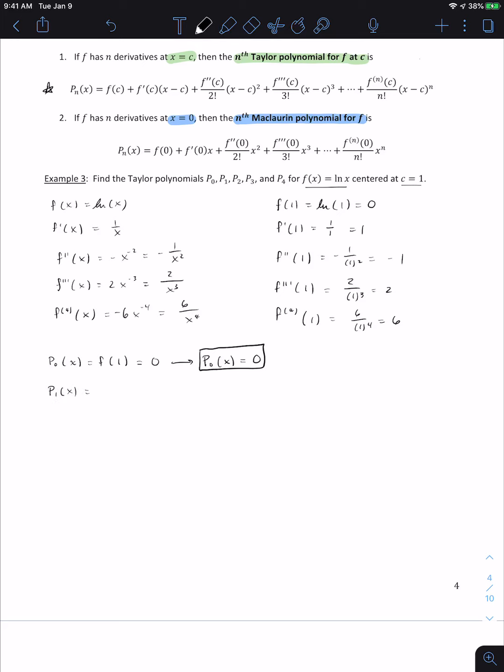So now let's look at p sub 1. Well, according to my formula, it looks like f of 1, because c is 1, plus the first derivative at 1 times x minus 1. So now let's plug in our values. F of 1 we said was 0, plus f prime of 1, which we said was 1, times x minus 1, so I just get x minus 1. So my second polynomial, a little bit better approximation than the first one but still not great, is x minus 1.